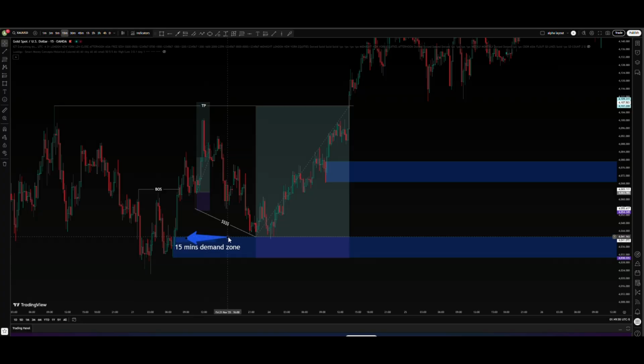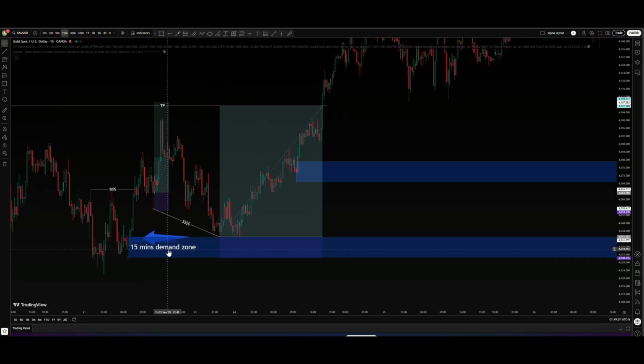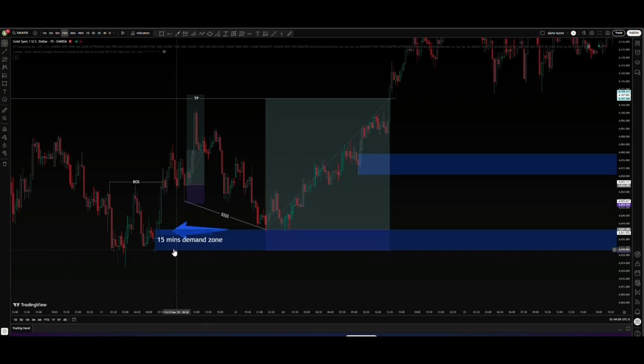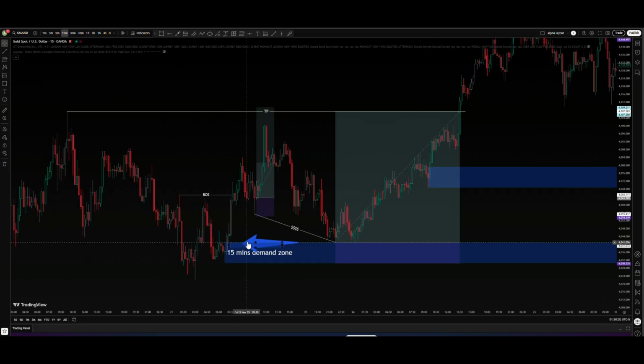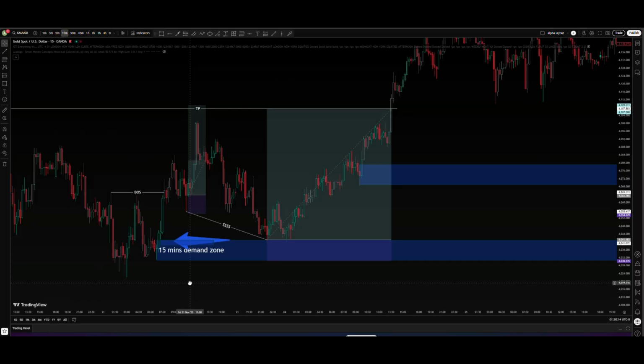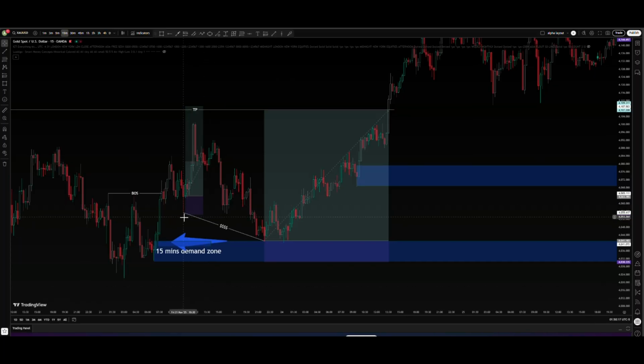We have an imbalance or a FVG here. You see the space between the first and the third candle here. First, second, third. The space between 1, 2 and 3. This space is what we call fair value gap or imbalance. This is the liquidity that I'm talking about.